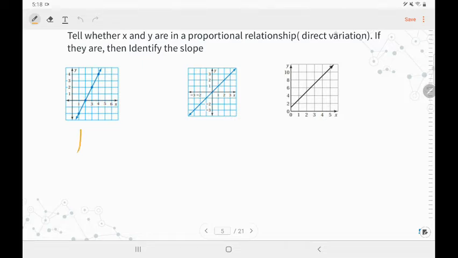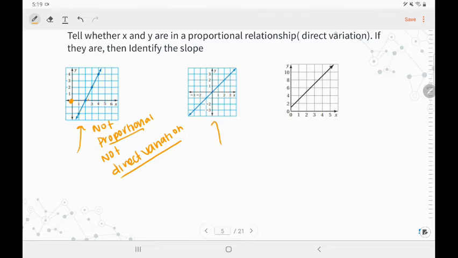Well, this fits the straight line criteria. But do any of these points pass through the origin, which is right here? And the answer is no. So I would say not proportional. And I could also say it's not direct variation. Whenever you see not proportional or not direct variation, they're talking about the same thing.